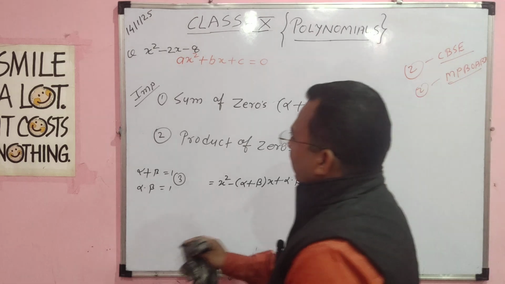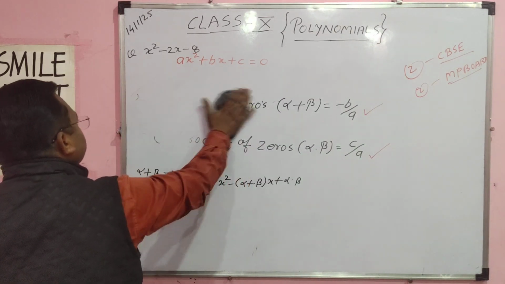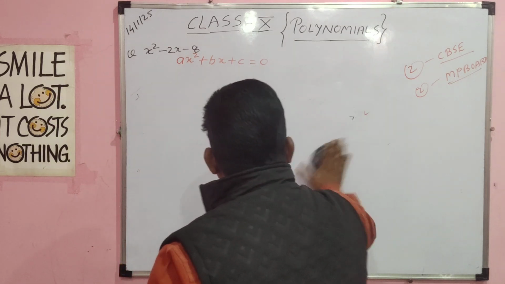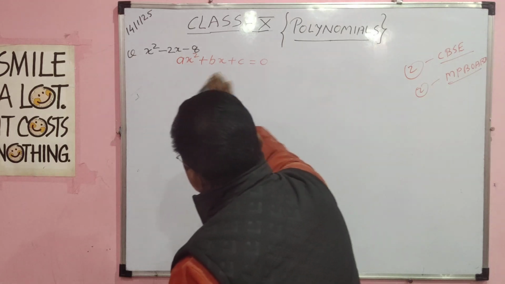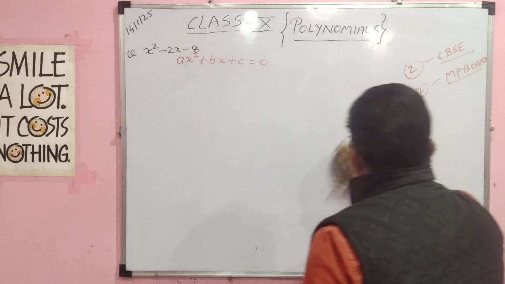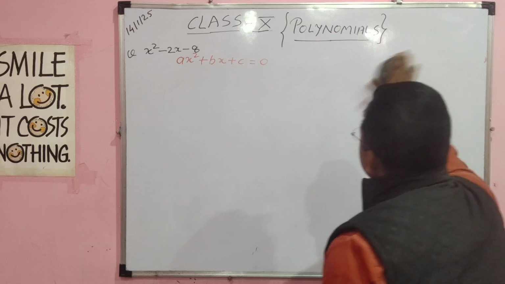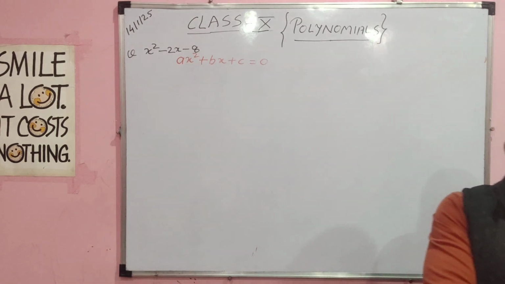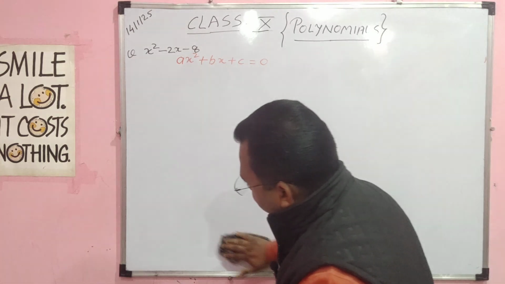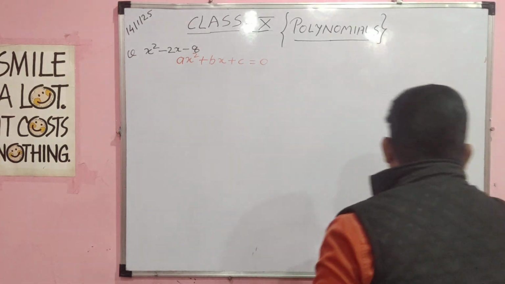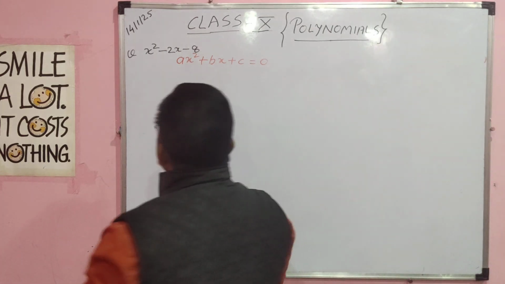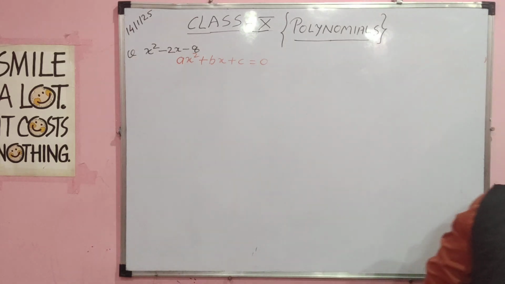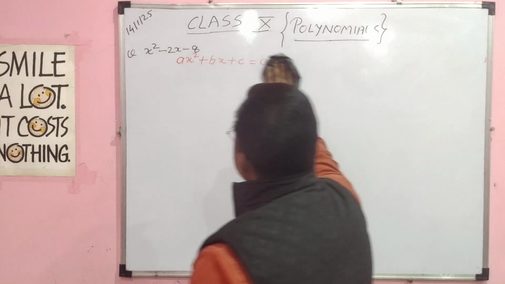So we have a question: x square minus 2x minus 8. Step by step we can easily solve the question with the help of sum of zeros and product of zeros. Sum of zeros is alpha plus beta equal minus b upon a, and product of zeros is alpha into beta equal c upon a. So that is the standard form of polynomials, or equation also.